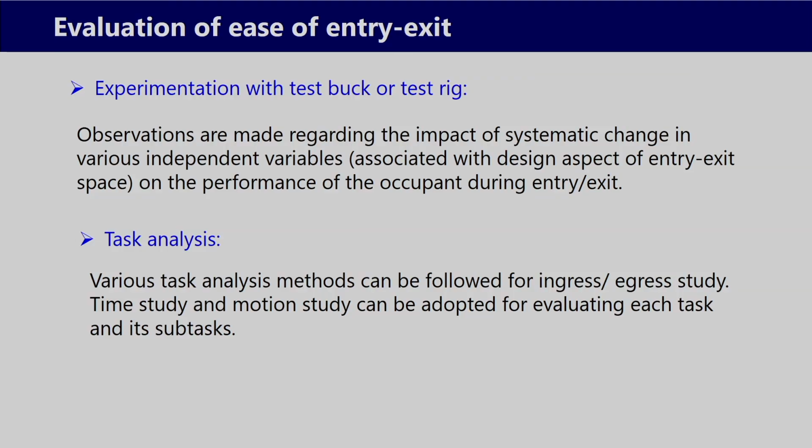So, the experiment can be conducted in the test buck or test rig by changing the design and dimension of these various vehicle components, and accordingly we can get the test results from the test subjects. Following this type of experiment, we can understand which is the best combination and how the design should be modified, or while designing a new vehicle, what type of vehicle door should be designed to ensure a comfortable, easy entry exit process, so that the drivers and passengers should not report any drawbacks related to design in terms of entry exit.